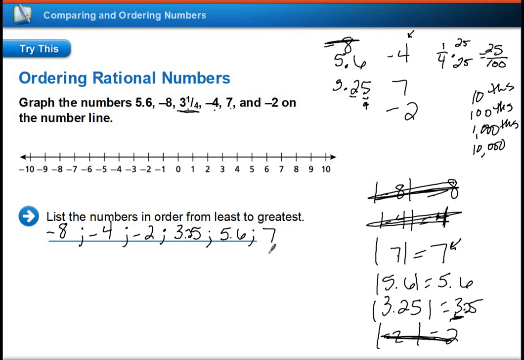Okay, so we use the absolute value to help us determine which numbers are furthest away from 0, so we can determine which ones are smaller and which ones are larger.